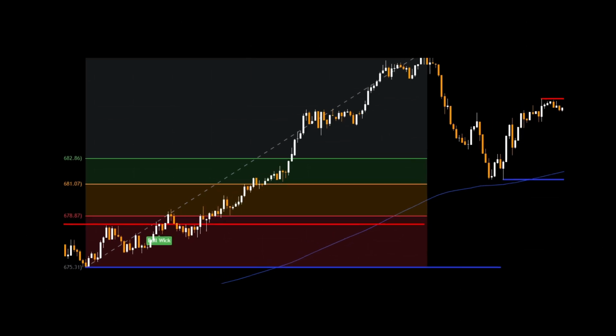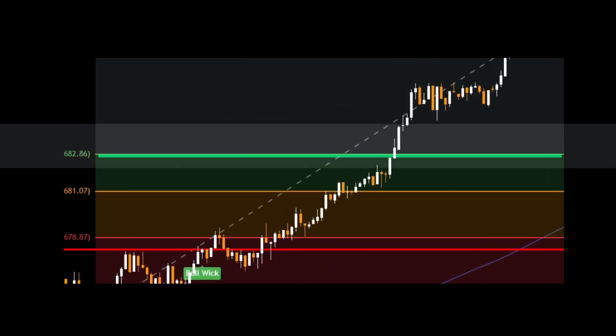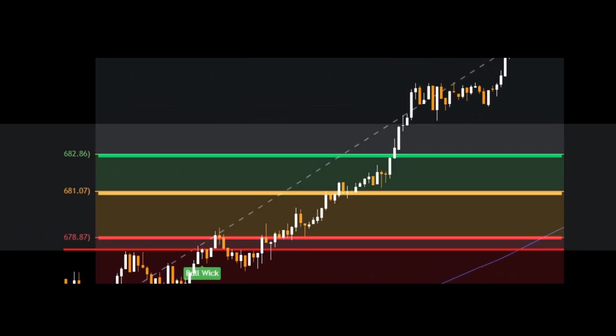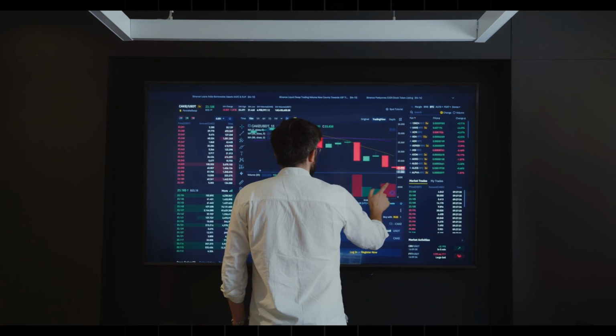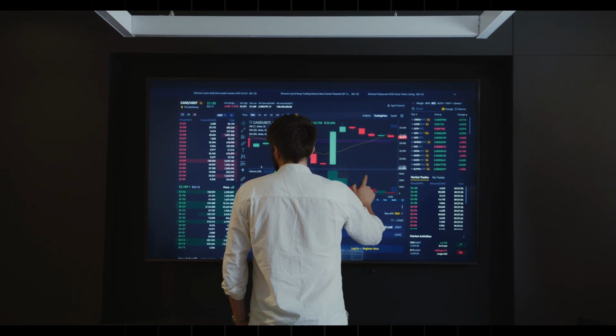Once done, you'll see 3 key zones highlighted on your chart: green, golden, and red. The rule is simple. We're only going to take a trade if the price pulls back between the green and golden lines. These are our high probability entry areas for catching the continuation of the trend.